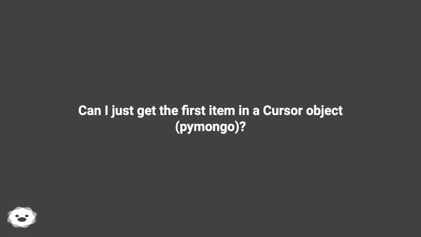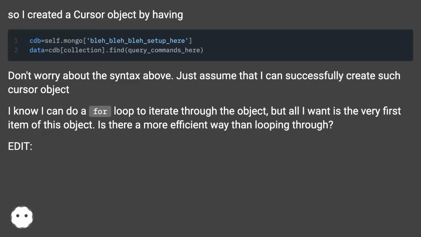Can I just get the first item in a cursor object, Pymongo? So I created a cursor object by having... Don't worry about the syntax above. Just assume that I can successfully create such a cursor object.